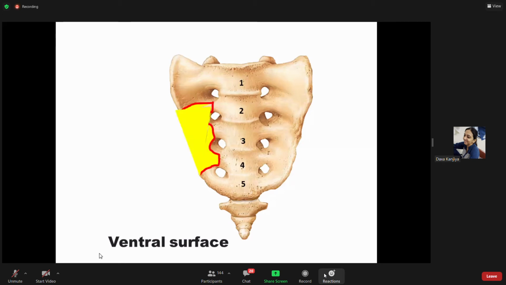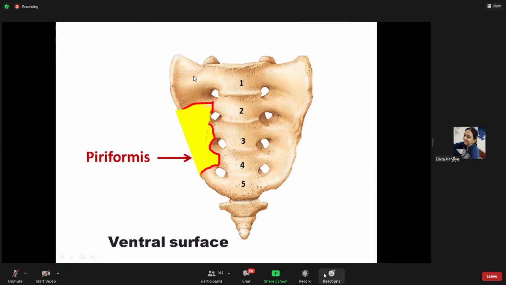See the E-shaped origin from the middle three pieces of the ventral surface of the sacrum. It's the origin of piriformis. See the attachments of piriformis on the ventral surface. The origin is in the form of an E shape from the middle three pieces over the lateral mass of the ventral surface of the sacrum. So that is the origin of the piriformis.